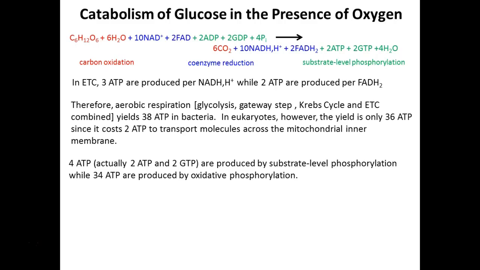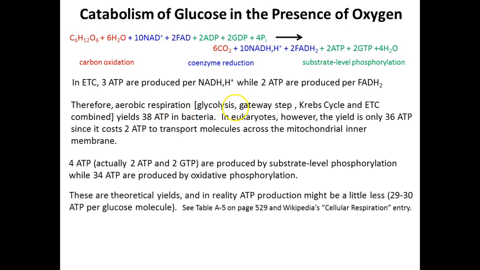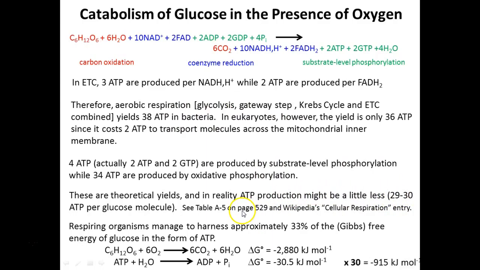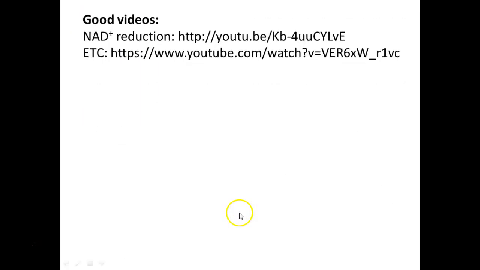Y'all still with me? So that kind of sucks energy-wise, right? We've looked at the math. Now, of course, these are theoretical yields. Actual yields are a little bit lower, and energy, therefore, is not as awesome as you think it would be. These are some cool videos that go over electron carriers and the electron transport chain.